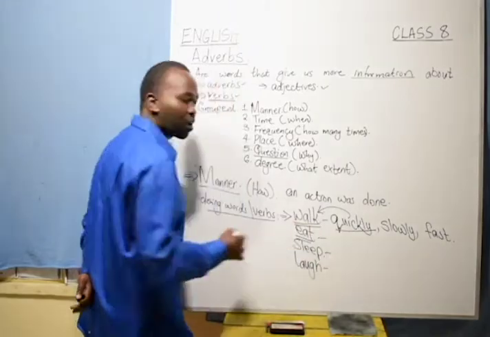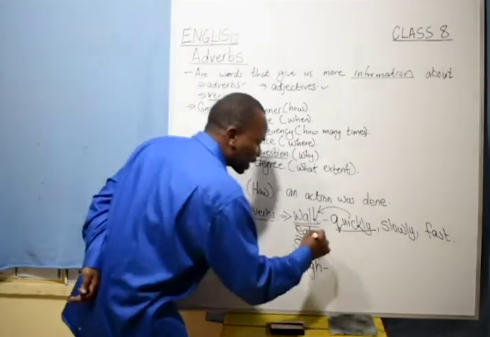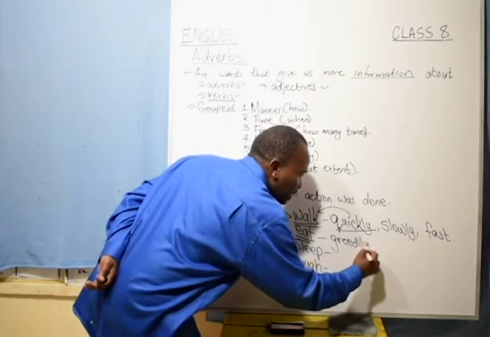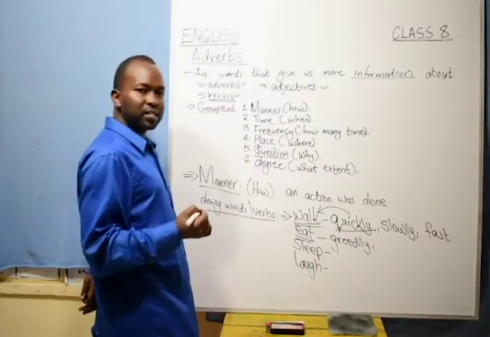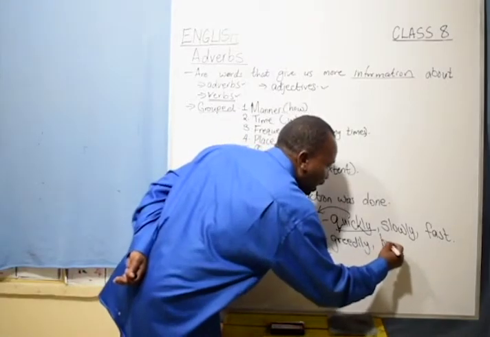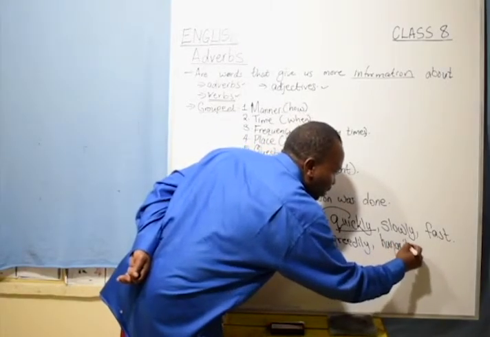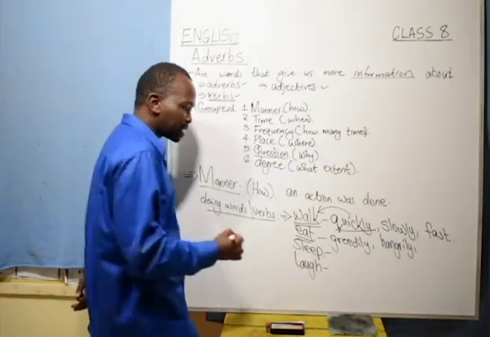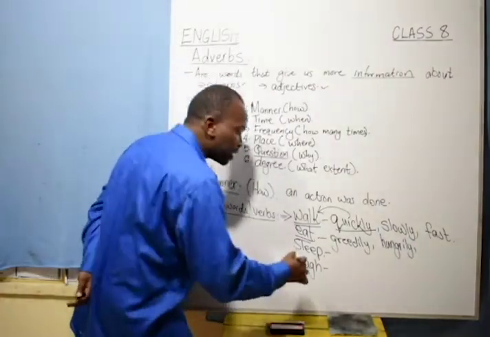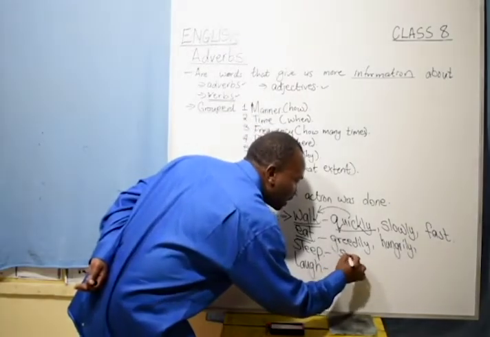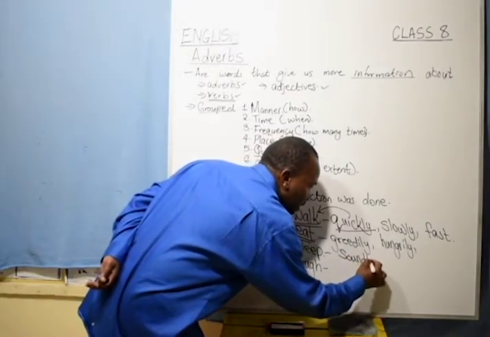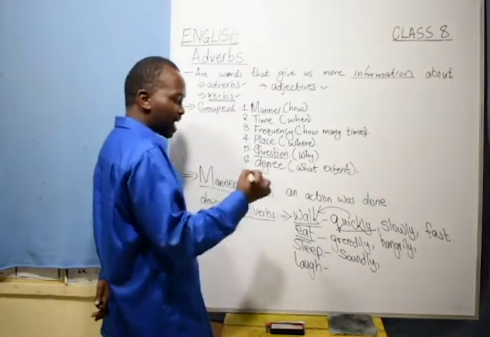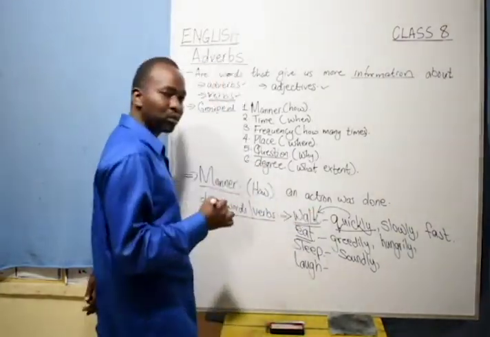Eat. How can somebody eat? Somebody can eat greedily. How else? Hungrily. Telling us how the action was done. Sleep. So a baby sleeps soundly. So these are words that show us how an action was done.